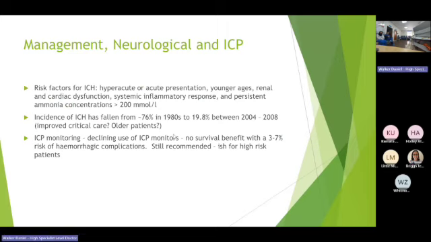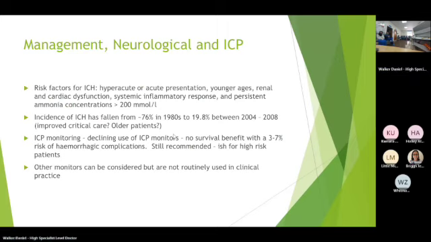As we said, declining use of ICP monitors. Nice, still recommended-ish if you've got expertise in that area. But if no one's doing it, the expertise is falling. So if they're high-risk patients, there's still some recommendation from the European Society of Hepatology to consider ICP monitoring, but it's getting used less and less. So the expertise is getting less and less. As I said, other monitors, so near-infrared spectroscopy, jugular venous saturations, are not routinely used, with minimal evidence for them.